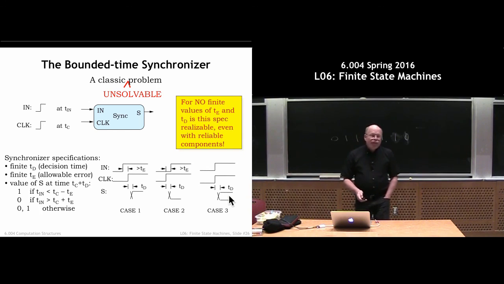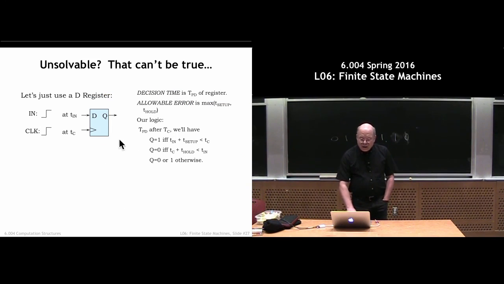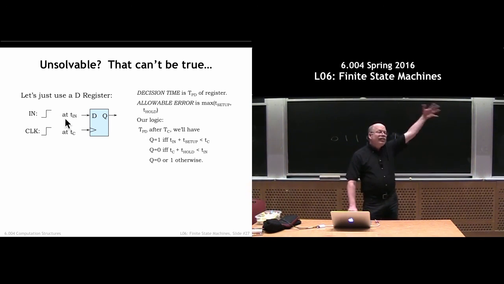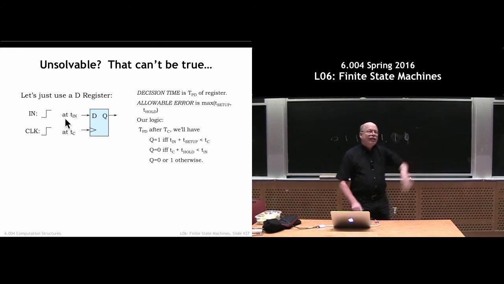Now, if you were paying attention and thinking about setup and hold times and registers, you might be tempted to build one of these synchronizers simply using a D register. Here's the clock signal, and we put the input into there. Obviously, if the signal in is valid T setup before or T hold after, the register will behave correctly and the synchronizer will work.